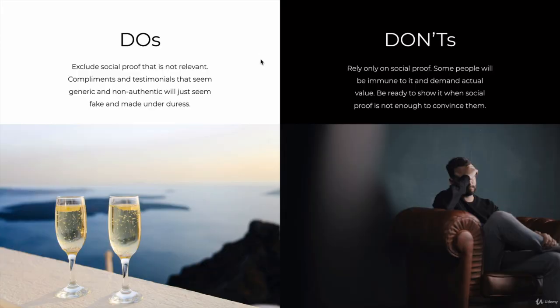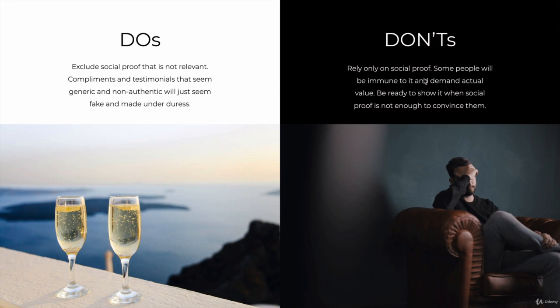What are some do's and don'ts of using social proof? Do exclude social proof that is not relevant. Have you ever come across one of those testimonials that is generic with no life, and you can immediately guess that the person was forced to do it? Don't have any of those, please, and do exclude them. They will dilute the value of real testimonials, and they'll just look bad.